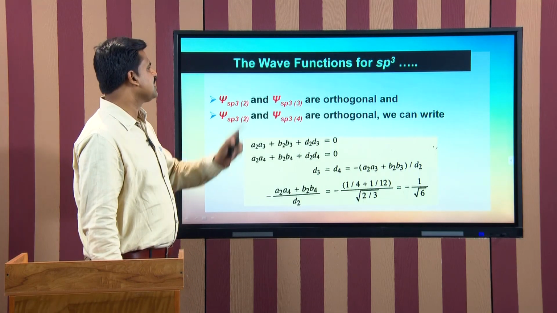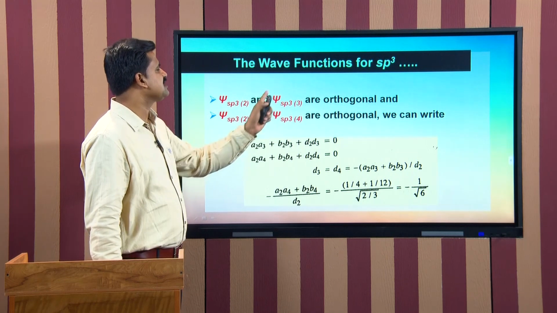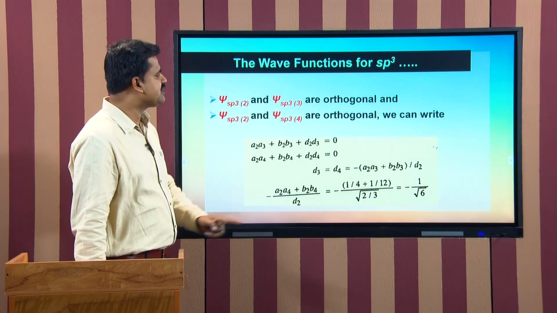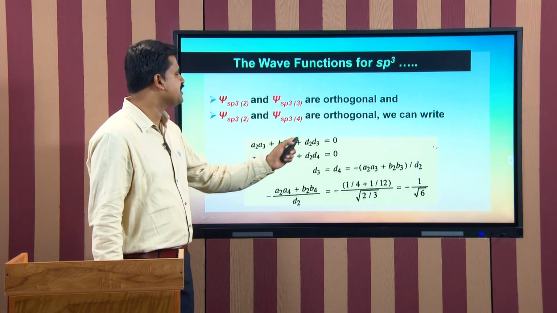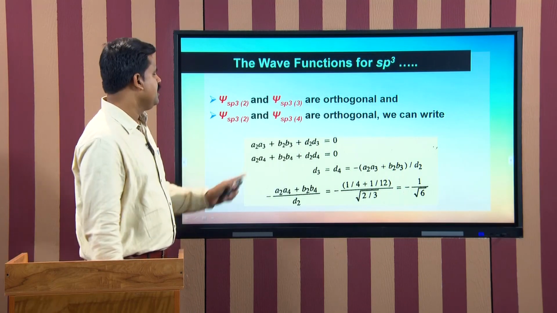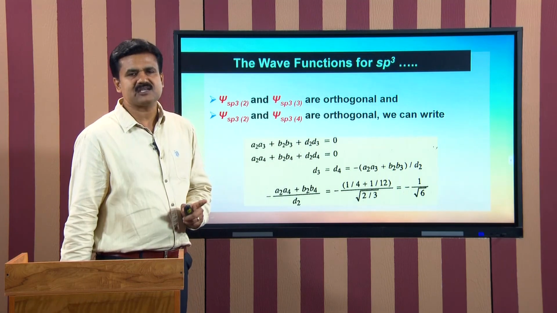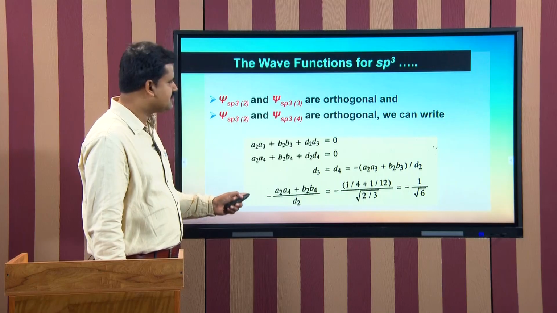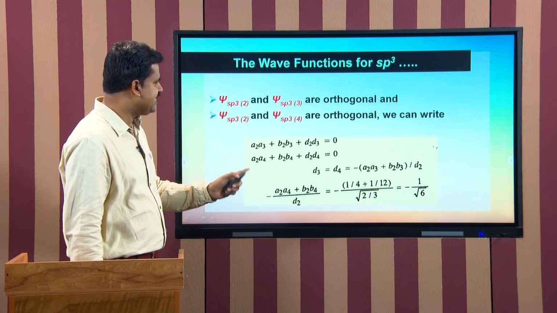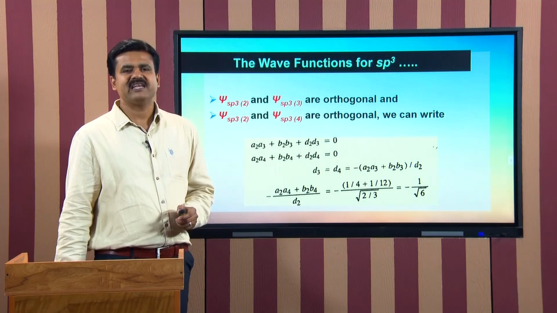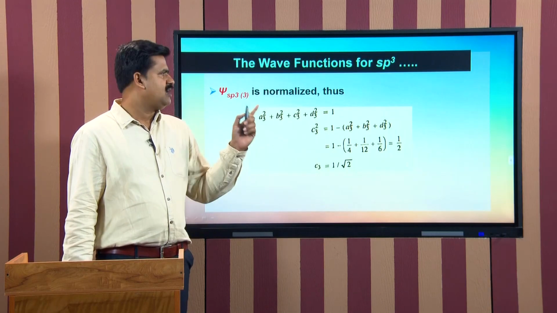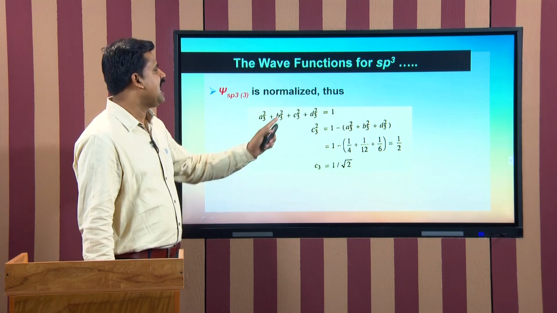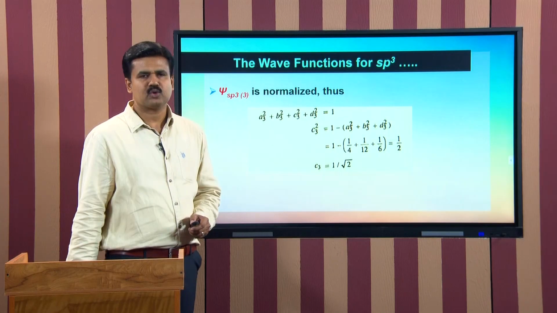We know the orthogonality relations between psi sp3 2 and psi sp3 3, and psi sp3 2 and psi sp3 4. We again get two relations: a2 a3 plus b2 b3 plus d2 d3 is equal to 0, and a2 a4 plus b2 b4 plus d2 d4 is equal to 0. That means we get the relation d3 is equal to d4, and the value of d3 equal to d4 is equal to minus 1 by root 6. Also, psi sp3 3 is normalized. This is the normalization condition and we can evaluate c3 as 1 by root 2.